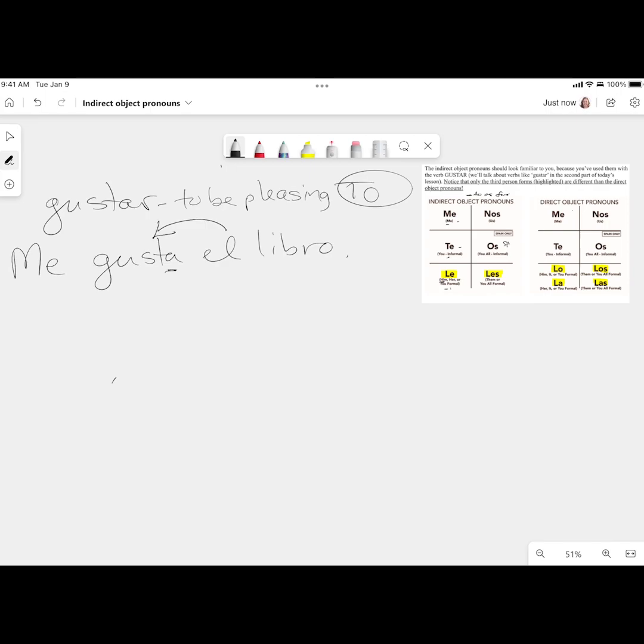So we have the book. It is pleasing to me, me, and that me goes before the conjugated verb gusta, and that is your indirect object pronoun. An indirect object is to or for whom an action occurs. In this case, we can see the action is occurring for me. Who is the book pleasing for or to? It's pleasing to me. So you've actually already learned the indirect object pronouns.